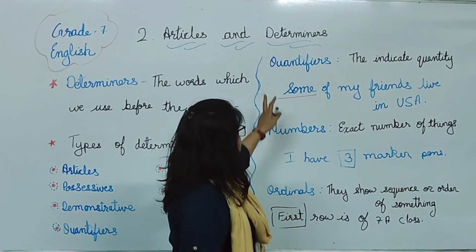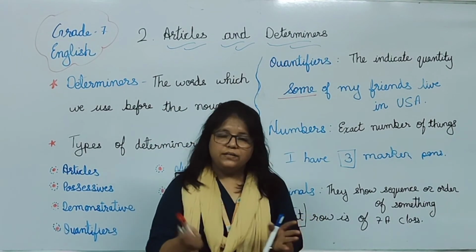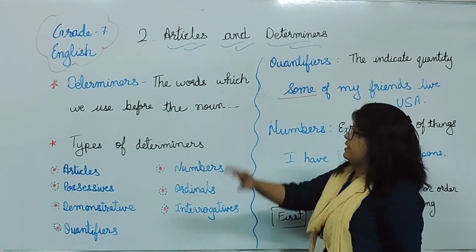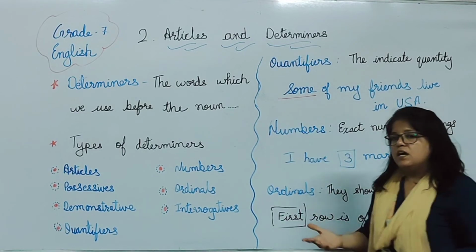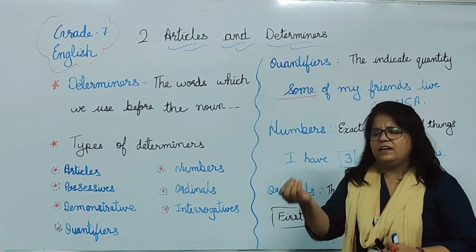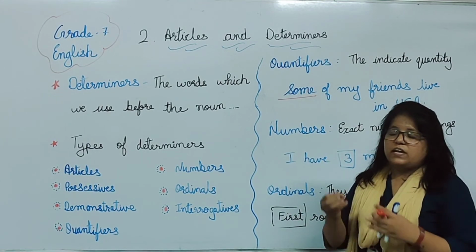So I hope quantifiers, numbers and ordinals are clear in your mind. In quantifiers we don't describe the exact number. हमें जो अंदाजा होता है उसमें बस अंदाजा लगाते हैं. There is little ink. There are some pages. There are few pages left.